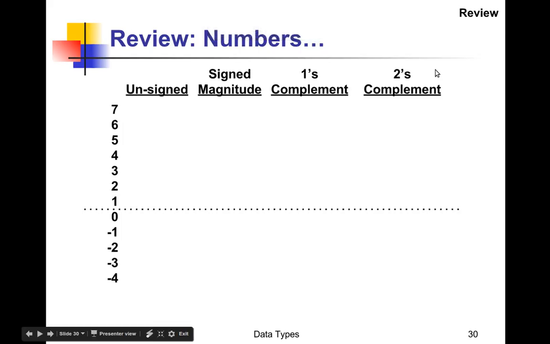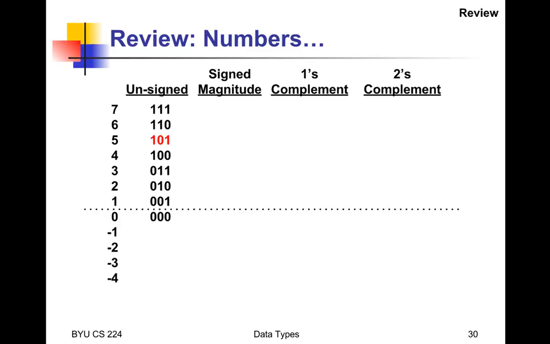Well, let's do a review of the numbers we've looked at so far. We're going to look at nibbles, so that's 4 bits. Unsigned numbers go from 0 up through 7. 5 is our number.